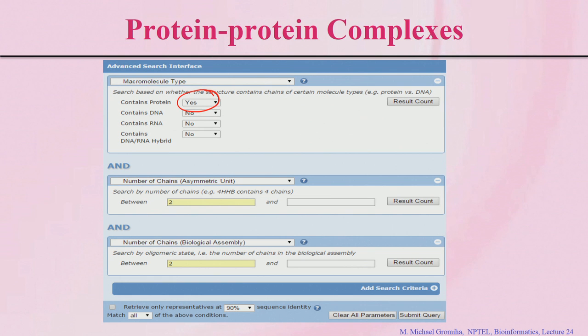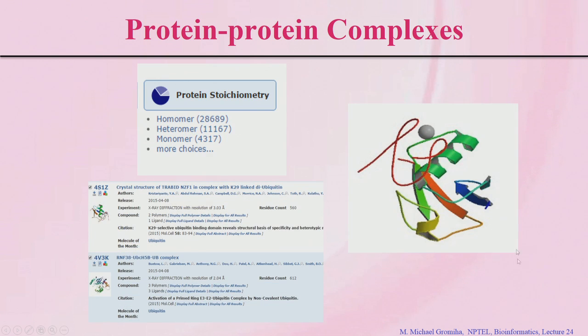So, now we have to define how many chains you need, as asymmetric units; at least we need 2. Then you have to see the number of chains based on the biological assembly. Here let us take 2, and then if you submit the query, you will get the data. You can see this is the heteromer, this is the homomer, and you can see how many monomers and other choices. Then it will give the list, and you can see the structures and carry out your analysis.